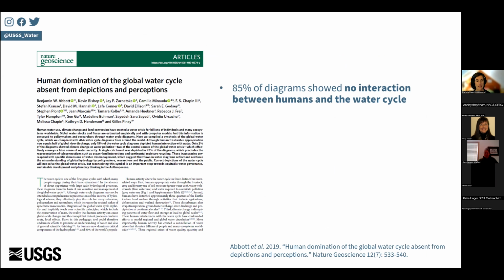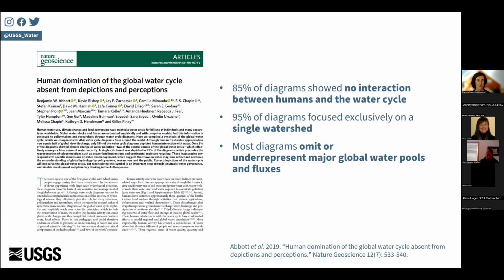In addition, 95% of the diagrams they examined focused exclusively on a single catchment or watershed, which ignores important water movement that occurs between watersheds or over long distances. And finally, most of the diagrams they examined omitted or underrepresented major water pools on Earth. For example, 50% of the diagrams underrepresented or omitted 5 of the 10 largest global water pools: non-renewable groundwater, permafrost, saline lakes, wetlands, and soil moisture.